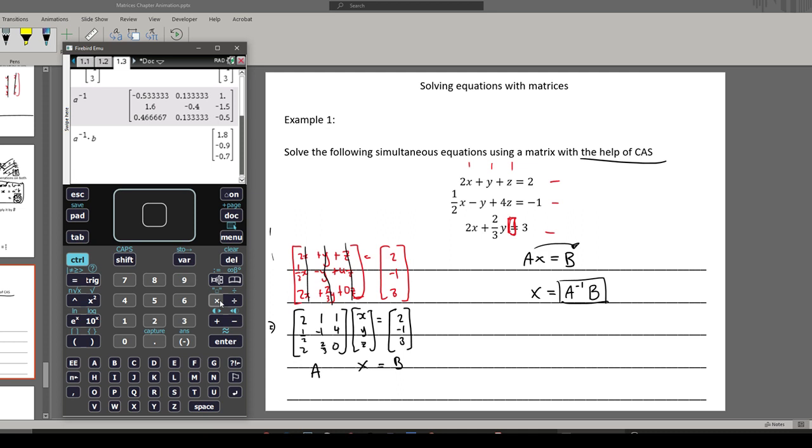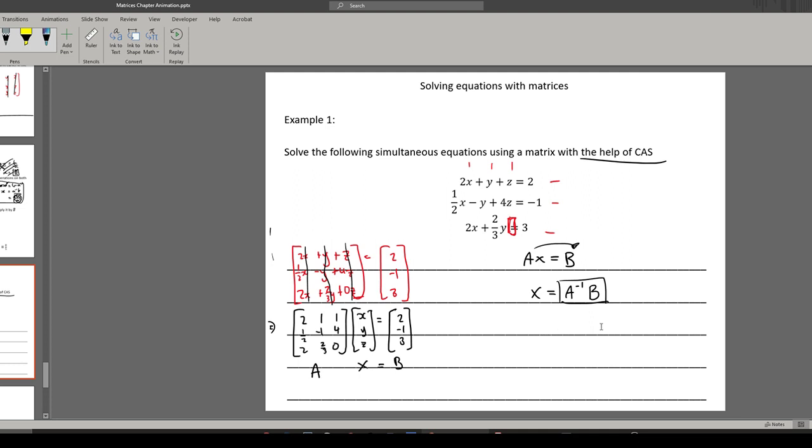So we get this to write down. 1.8, -0.9, -0.8. Okay, that was x, y, z. So x is equal to 1.8, y is equal to -0.9, and z is equal to -0.8. All done.